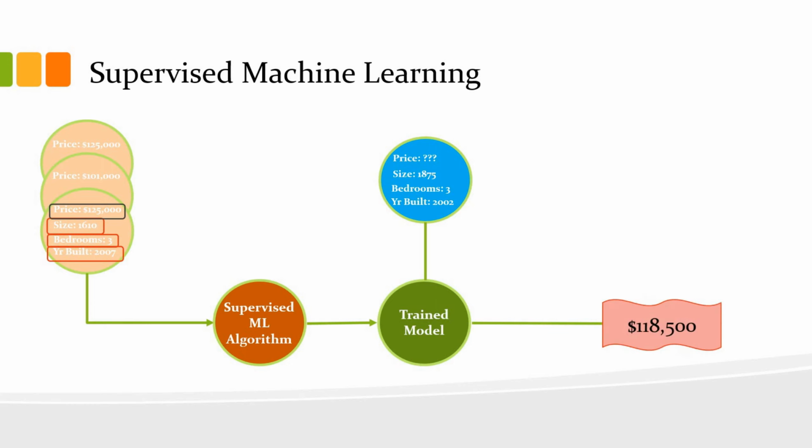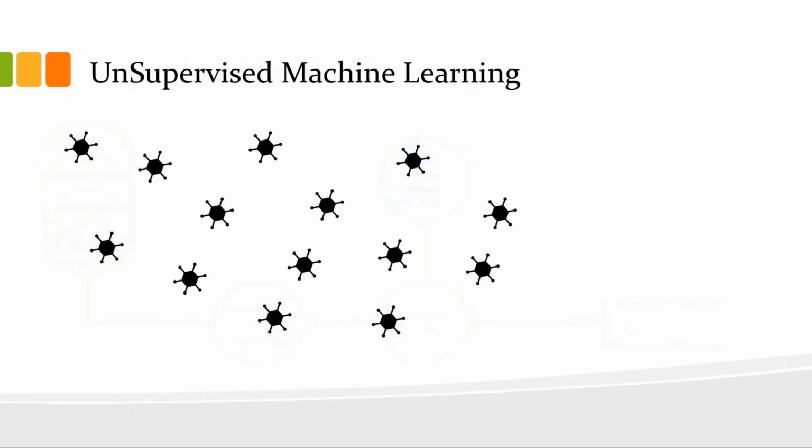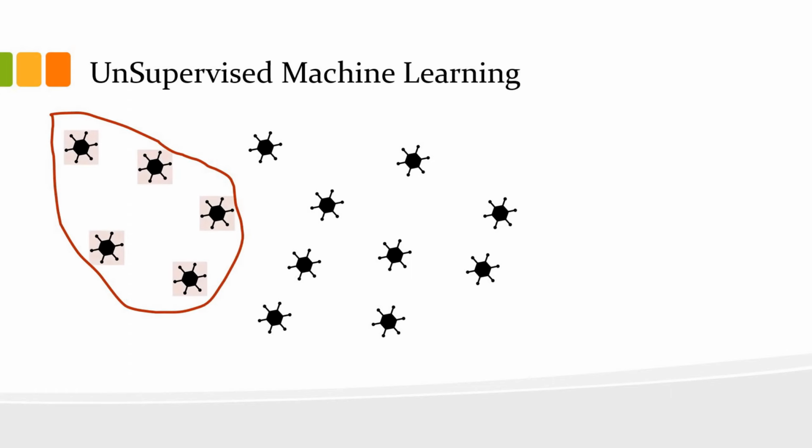Let's contrast this to unsupervised machine learning. In unsupervised learning, we are looking for clusters of like data. The algorithm analyzes input data and identifies groups of data that share the same traits.